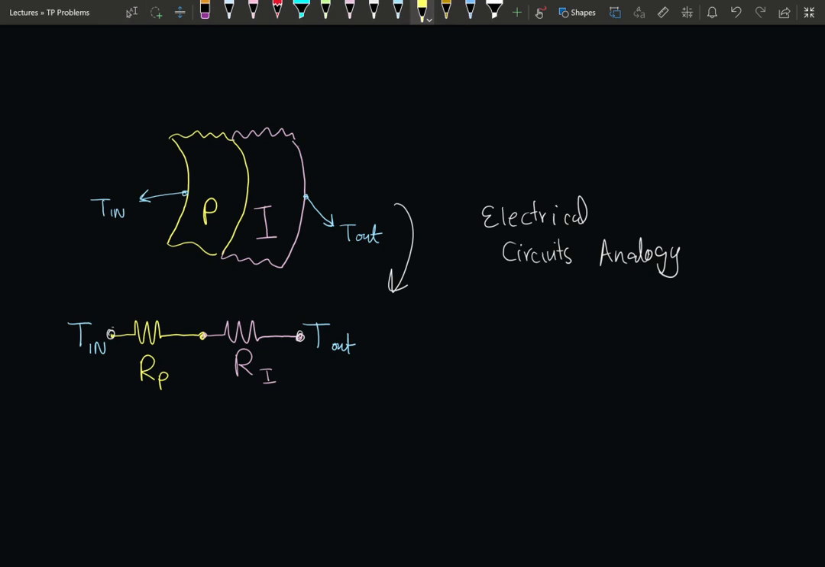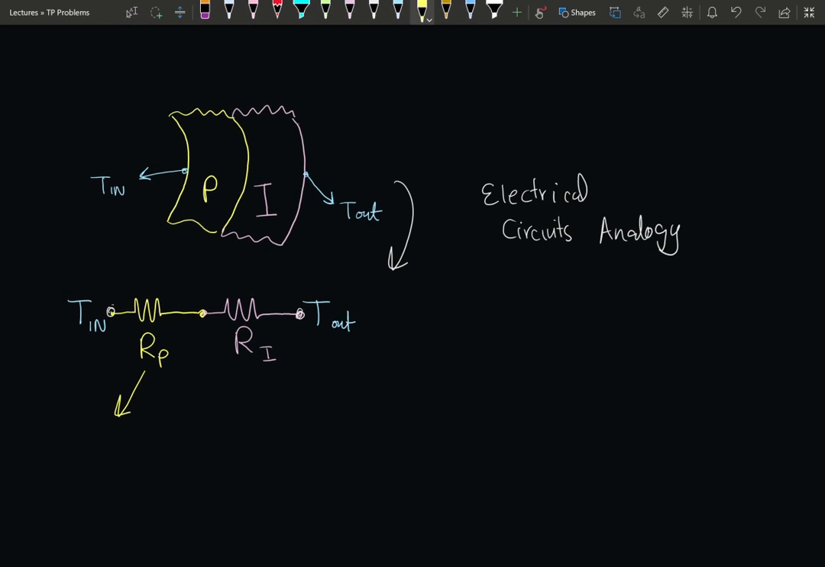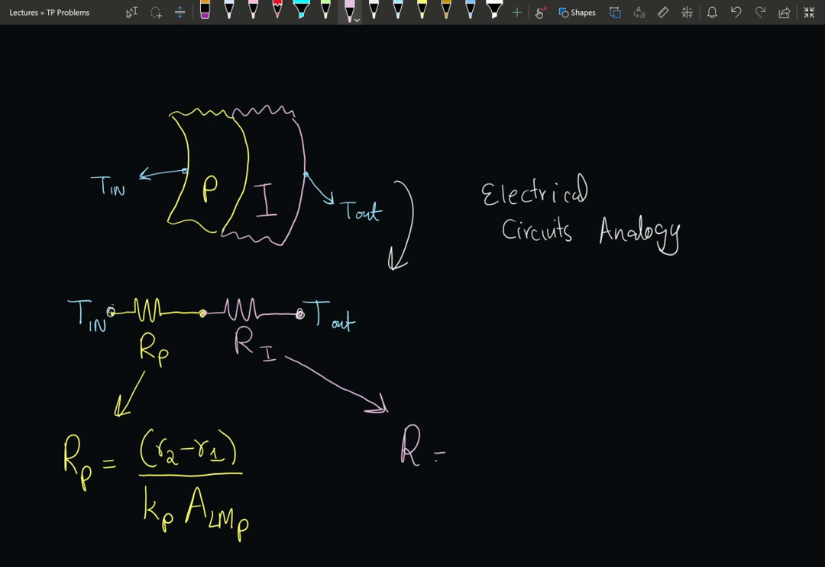Let's see if we can expand on that. The resistance of the pipe is going to be the thickness of the pipe, the outer radius minus the inner radius, divided by the conductivity of the pipe, multiplied by the log mean area of the pipe. We'll talk about log mean area in a second. Next up, the thermal resistance due to the insulation is going to be R3 minus R2, the thickness of the insulation, divided by the conductivity of the insulation and the log mean area associated with the insulation.